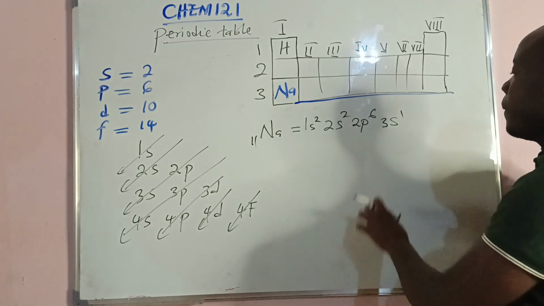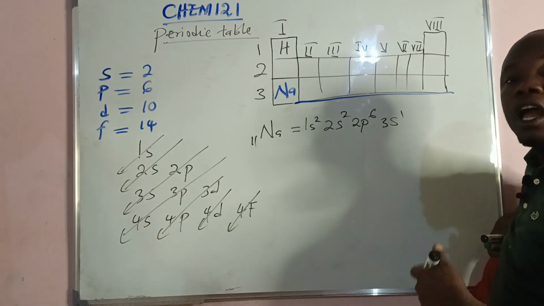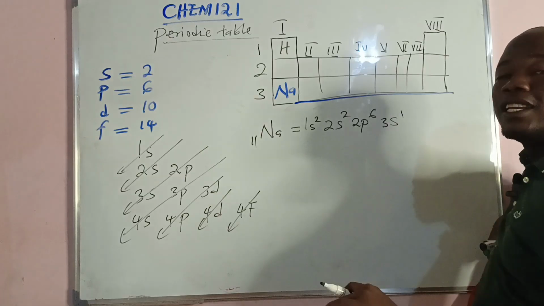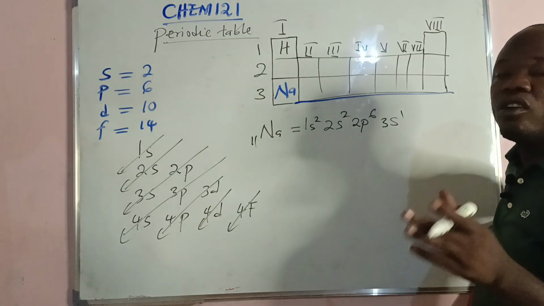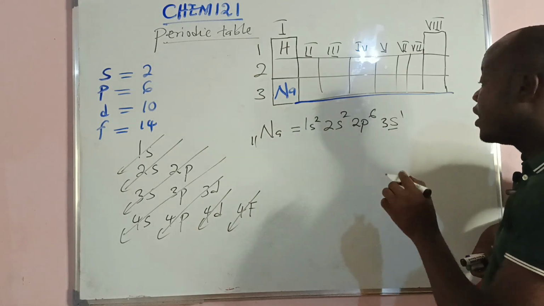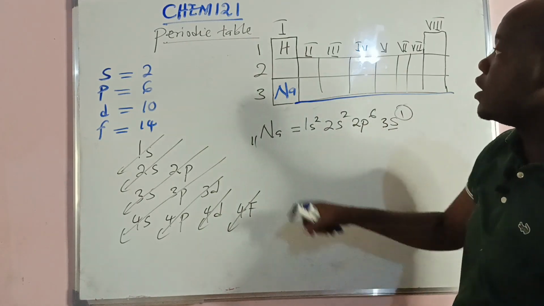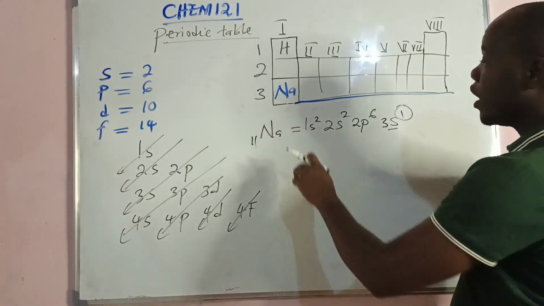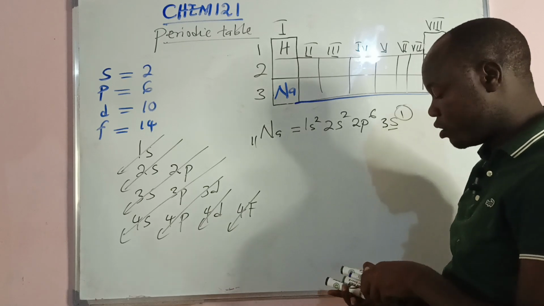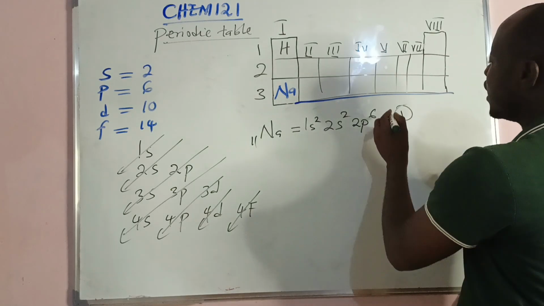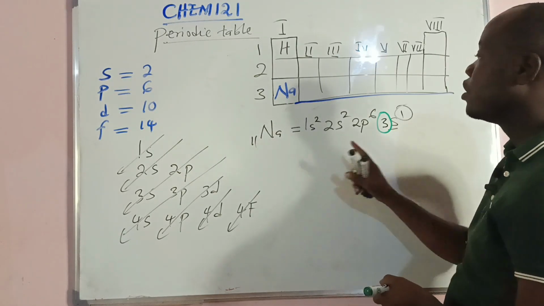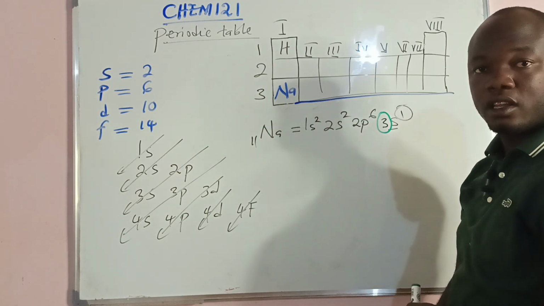Now there are a number of things that I want you to understand here. Based on this electronic configuration, how will you know the group to which sodium belongs? It is based on the index number of the last orbital. The last orbital here is s, and the index number is 1. So that is why it is in group 1. And why is it in period 3? Because of the energy level. The last energy level here is 3. So that is why it is in period 3.